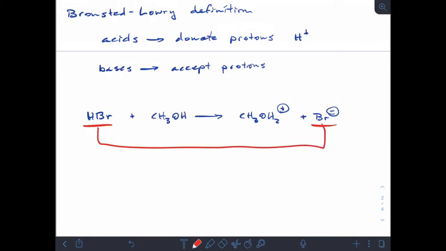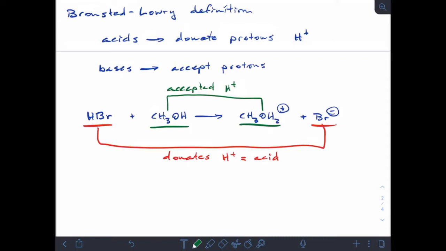Looking at what happens to that HBr in the course of the reaction, it loses a proton. It goes from HBr to just Br minus. So the HBr donates a proton, which makes it the acid. Aside from the fact that we call it hydrobromic acid, we can look at it in terms of the Bronsted-Lowry definition, that HBr donates an H plus. Now let's take a look at our other component, our CH3OH. We find it on the right side of the equation, and CH3OH becomes CH3OH2 plus. It now has one more hydrogen than it did before, so it accepted a proton. And if it accepts the proton, that means that it's the base.